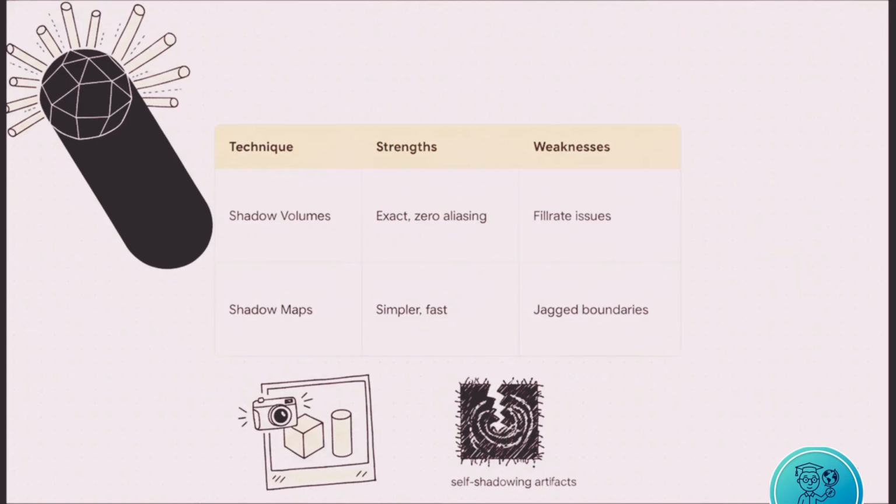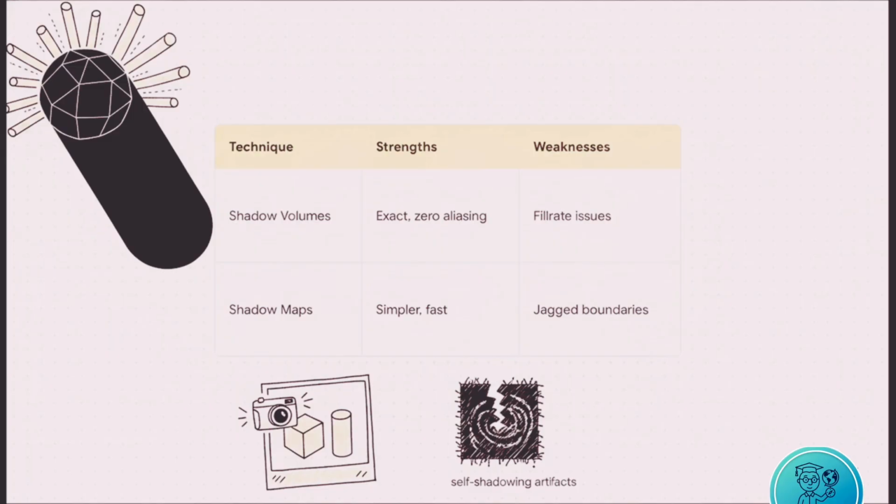But computing the darkness is never perfect. Engineers basically have to pick their poison here. Shadow volumes give geometrically perfect edges with 0 blocky pixels. The weakness? They completely choke the system's fill rate. It drastically slows down how fast pixels can be drawn because tracking those massive invisible 3D tubes eats up huge amounts of memory bandwidth. On the flip side, we have shadow maps.